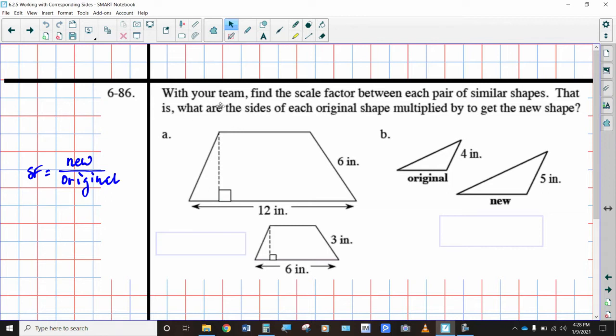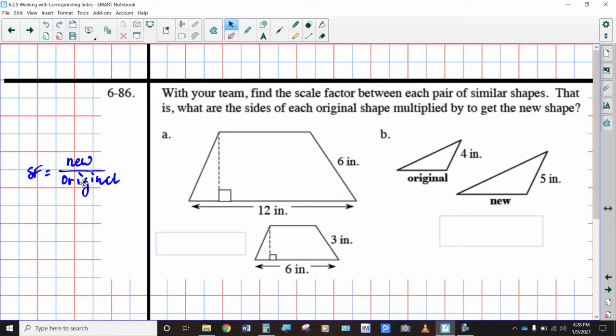All right, so with your team or on your own, because you're watching this video, find the scale factor between each pair of similar shapes. That is, what are the sides of each original shape multiplied by to get the new shape? All right, so this is what I recommend that you do. Start by copying these shapes down, both for A and for B. You got 2 trapezoids here for A, 2 triangles, obtuse triangles to be exact, for B.